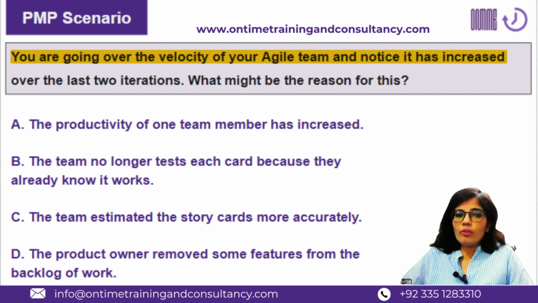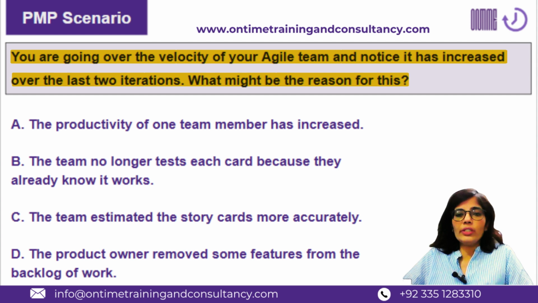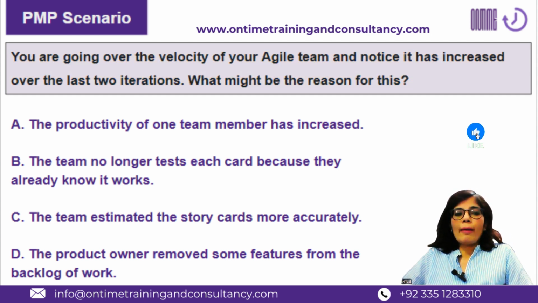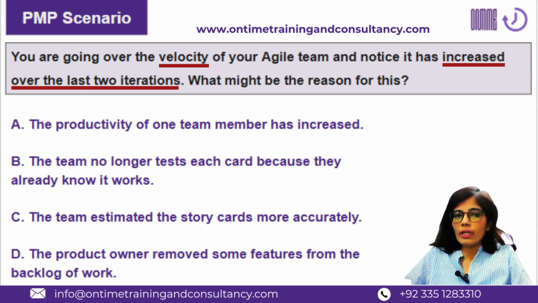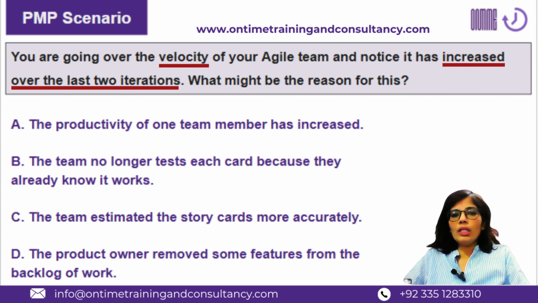You are going over the velocity of your Agile team and notice that it has increased over the last 2 iterations. What might be the reason for this? The important terminology that we need to focus on is that team velocity is being reviewed for an Agile team, and it has increased over the last 2 iterations, which is a good sign that the team is performing better.